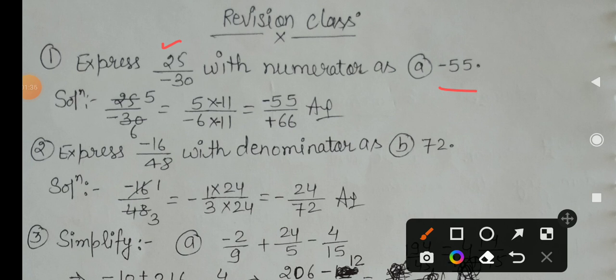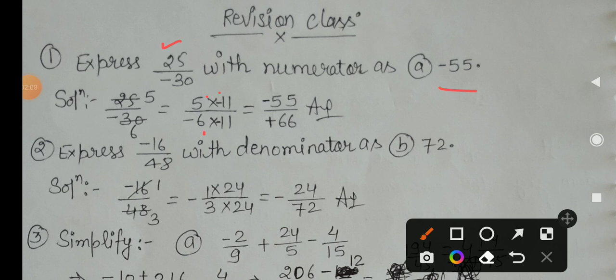So now you have to convert the numerator. The upper value is your numerator and the lower value is your denominator. So you have to convert the upper value into minus 55, and you have 5. So 5 multiplied with minus 11, then 5 is converted into minus 55. So you have to multiply the numerator with minus 11 and the denominator you also have to multiply with minus 11.